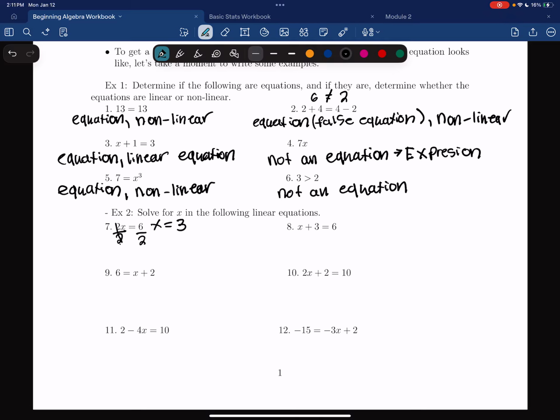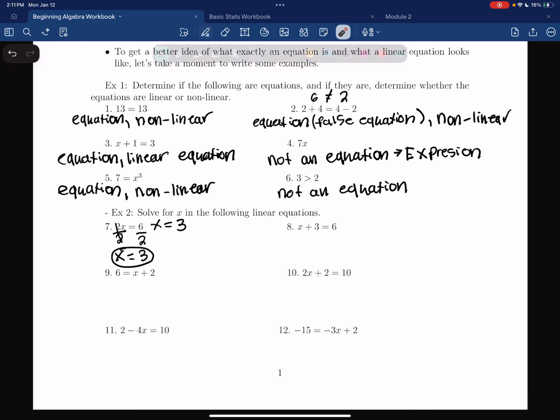Alrighty, so we cancel out 2, we get x equals 6 divided by 2. Well, that's 3. And that's our answer. And our logic from before does check out. So this does make sense.